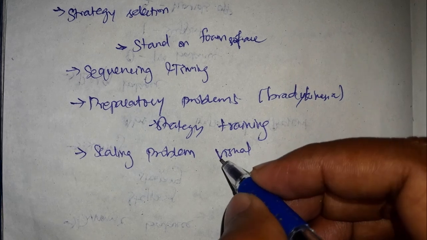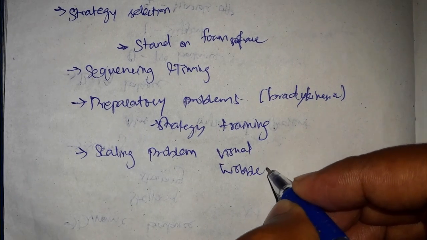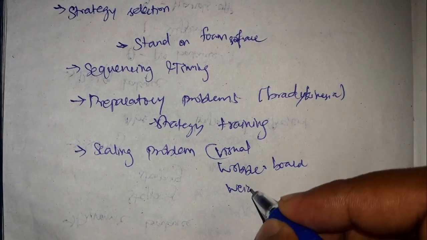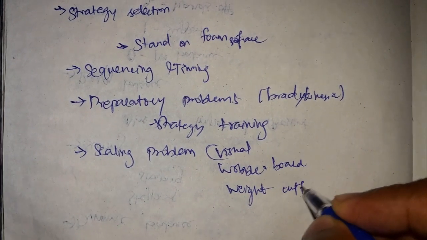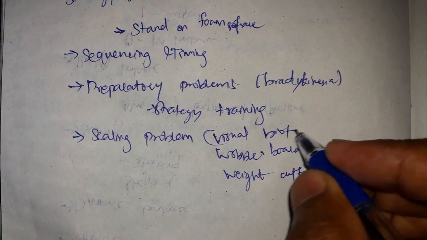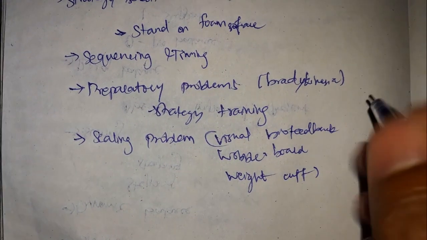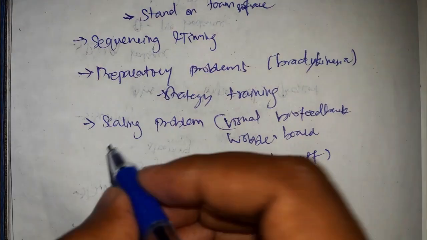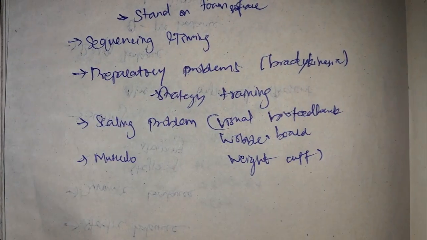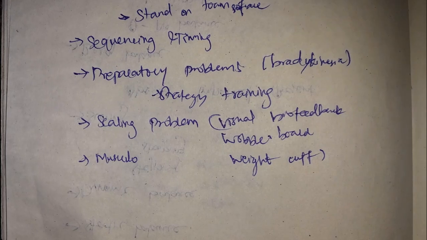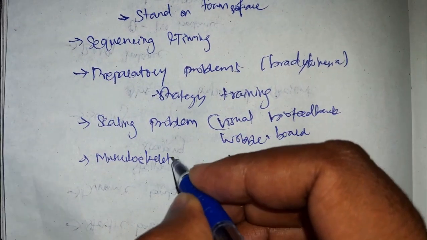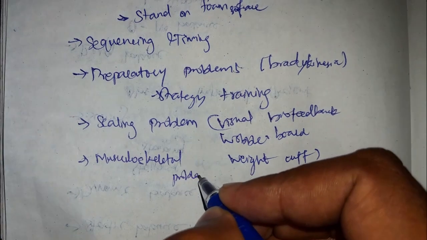Wobble board and weight cuff, these are all we can give. Here biofeedback plays a major role in balance issues. Then we have to manage the musculoskeletal problem. That is, we have to give range of motion training, muscle strengthening, and reduced tone. For that we have to work. So that is musculoskeletal problems management.